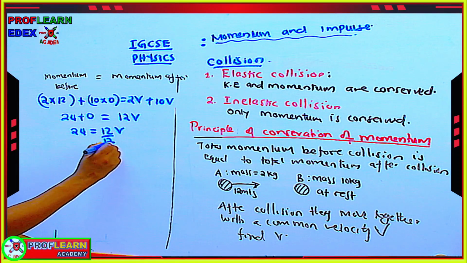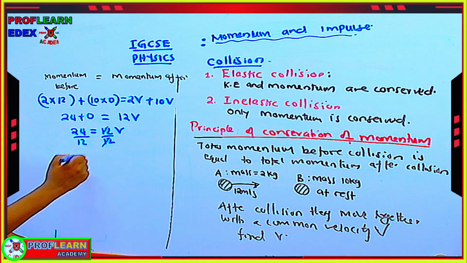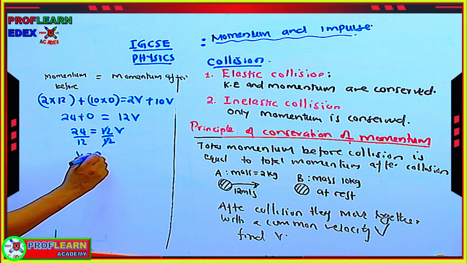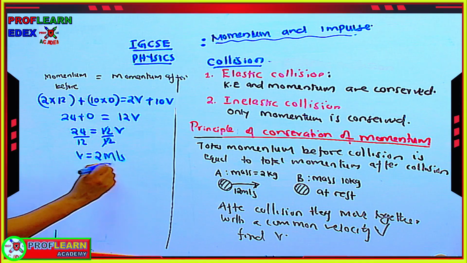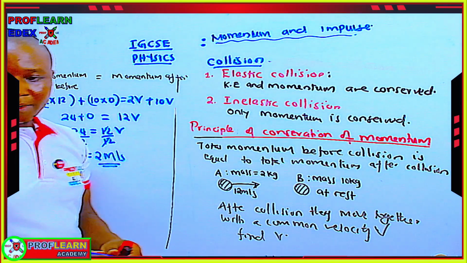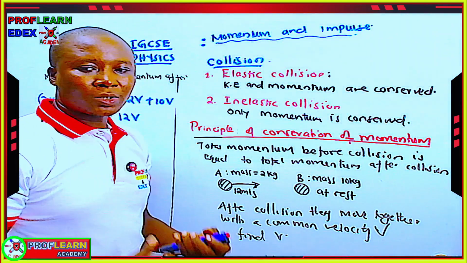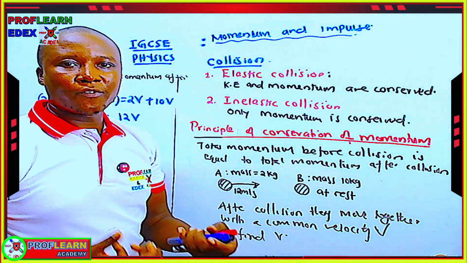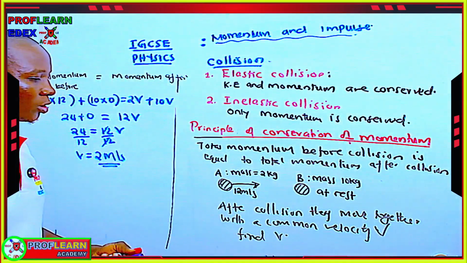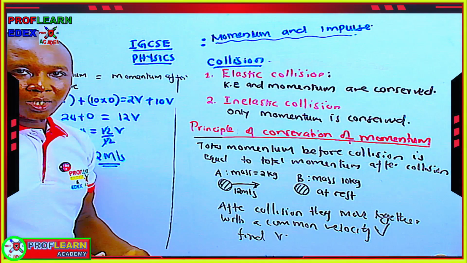So divide by 12, divide by 12. Our v is going to be equal to 2 meters per second. They are going to move together at a common velocity of 2 meters per second. So that is how you solve different questions involving collision.